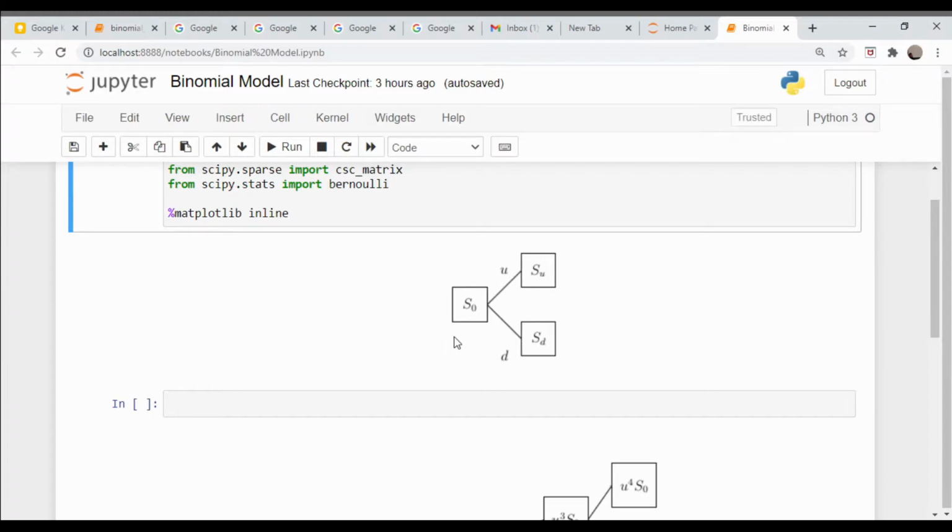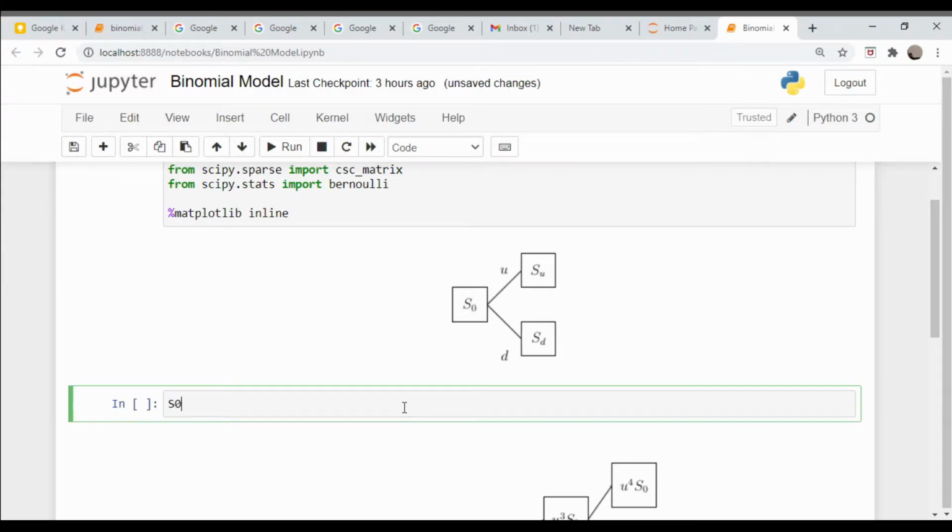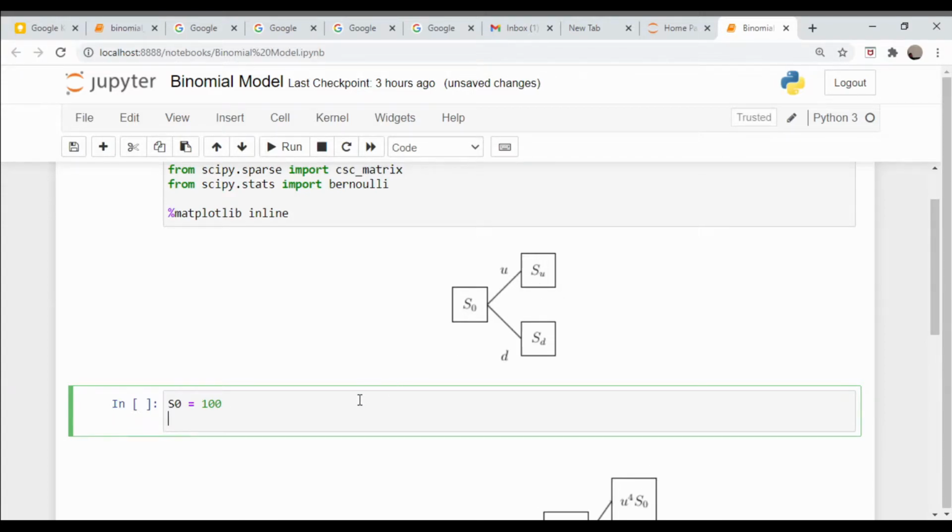So the idea is simple. You start off with some stock price, which we'll call S0. So let's define that down here, and we'll set it equal to $100. So S0 is equal to 100. Some time step later, we'll take that to be 1 year. So let's explicitly put that in here. T is equal to 1.